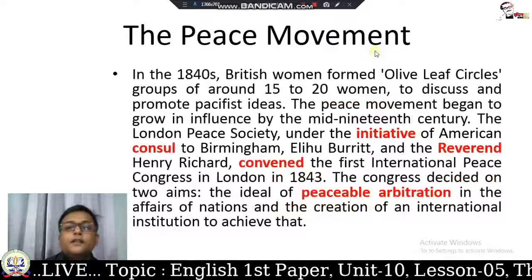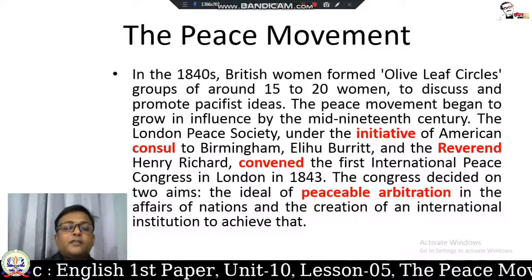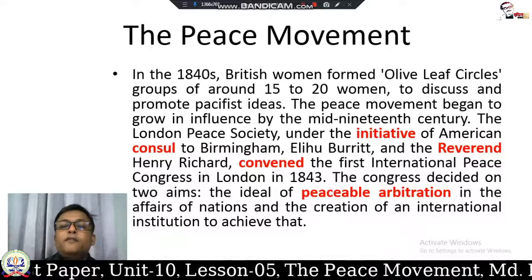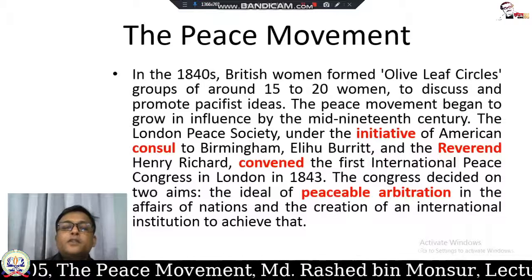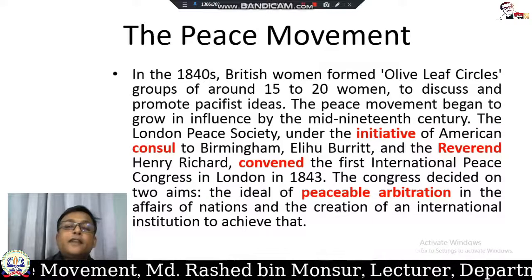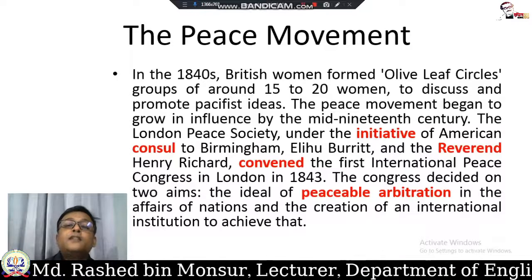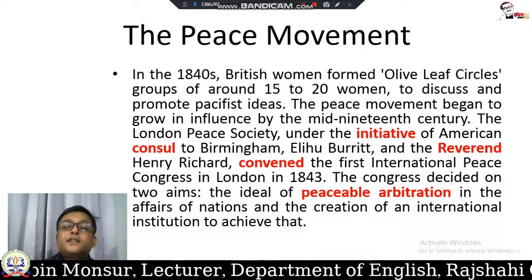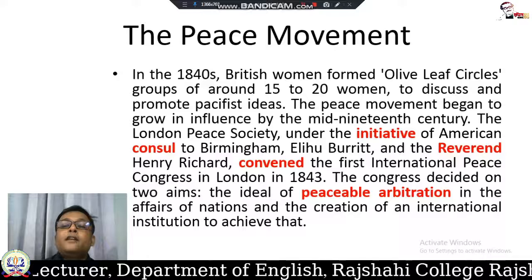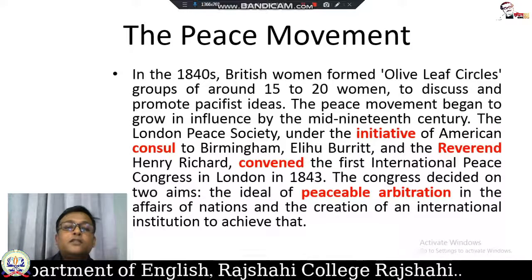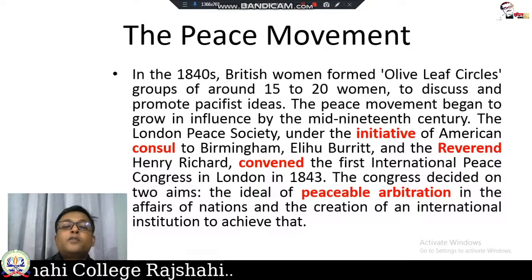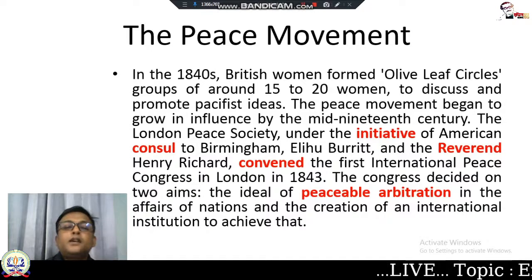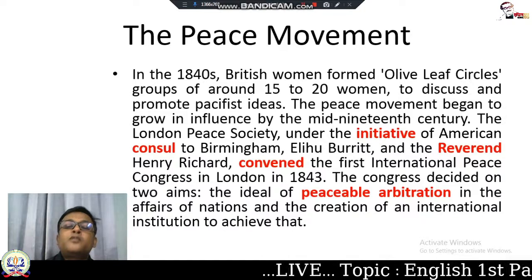Now, in the next paragraph of this passage, in the 1840s, British women formed olive leaf circles. So this is another peace movement, and its name was olive leaf circles. You understand the significance of the olive leaf. Olive leaves are the symbols of peace, and that is why their organization was named Olive Leaf Circles. These circles were groups of around 15 to 20 women who met to discuss and promote pacifist ideas. So they used to create groups of 15 to 20 women in different places, and their purpose was to discuss and promote pacifist ideas.